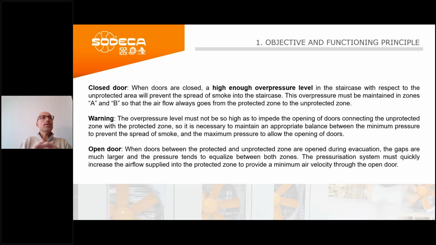The second scenario is the open door scenario. In this case, the opening between the protected area, the stairwell, and the accommodation area will be much larger, so the pressure tends to equalize between both zones, the stairwell and the accommodation area. So the pressurization system must quickly increase the airflow supply into the protected zone to provide a minimum air velocity through the open door.